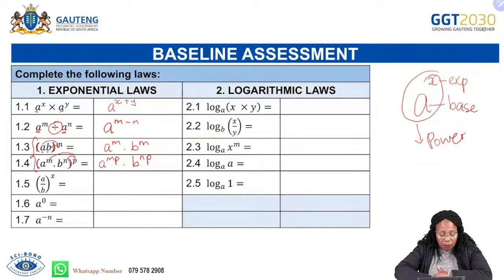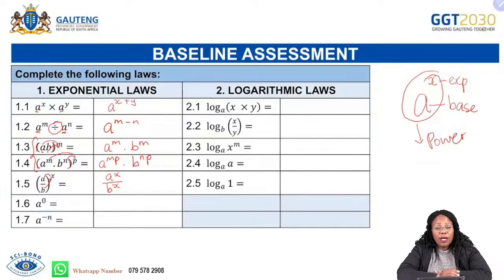And then 1.5, we have base a over b, and then each base here will take the exponent x. Therefore, now this will be a to the power x over b to the power x. Can you see, grade 12? Each base is taking that particular exponent there.